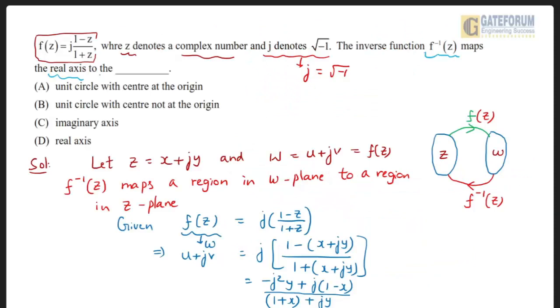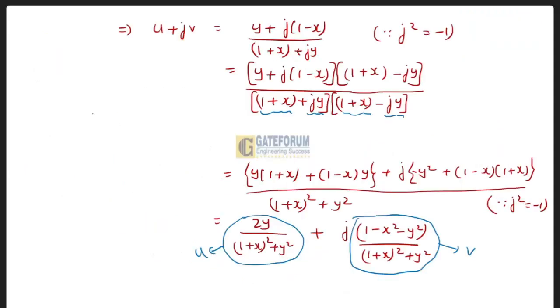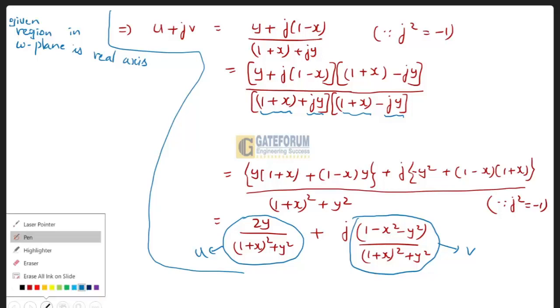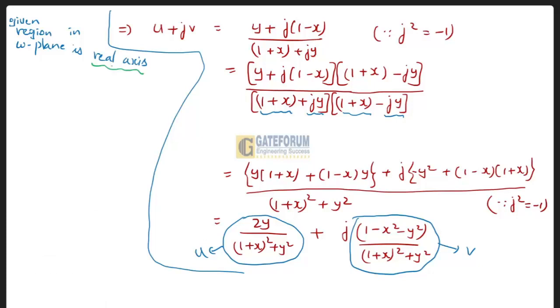So F inverse Z maps the real axis. So the region in the W plane is the real axis. This is given. So what exactly is the real axis in the W plane? It is the U axis. This is nothing but the U axis, X axis.